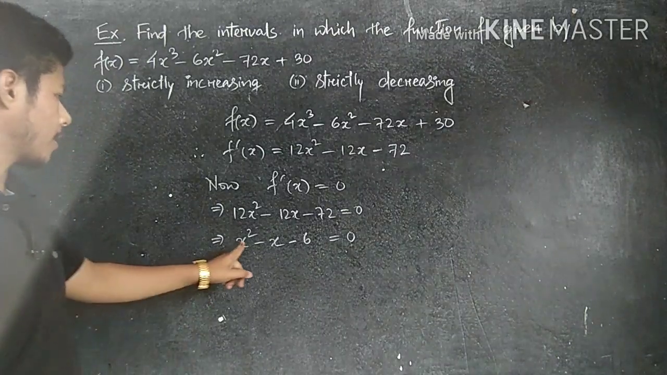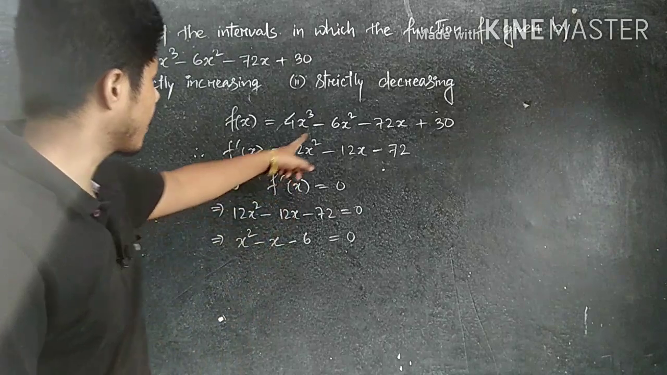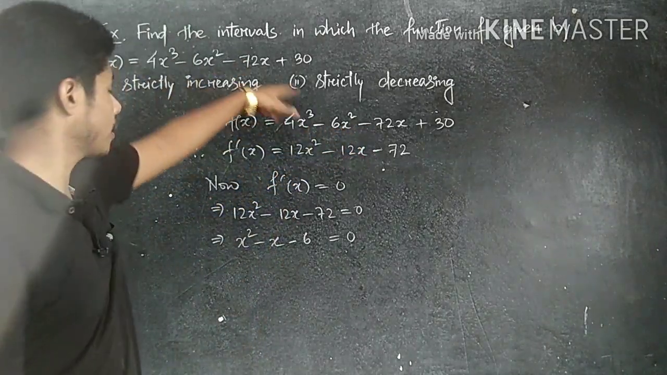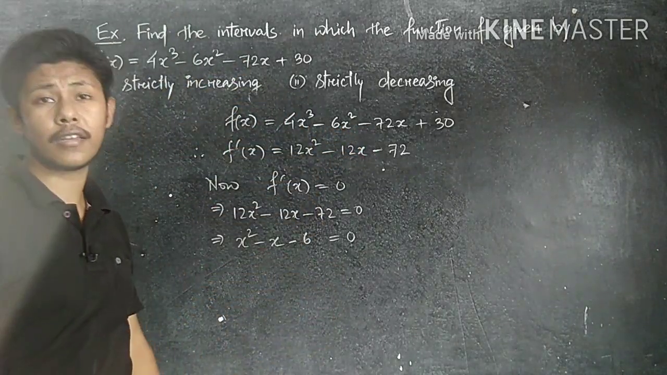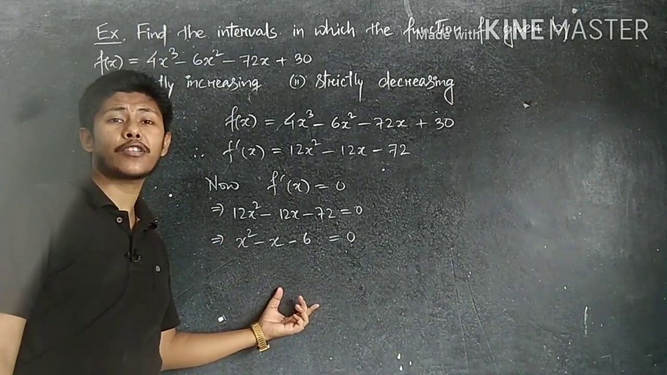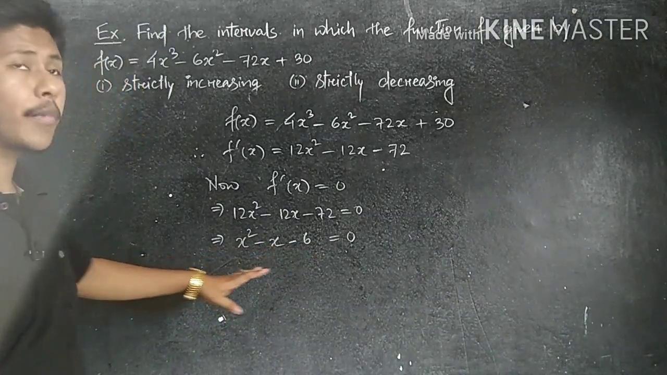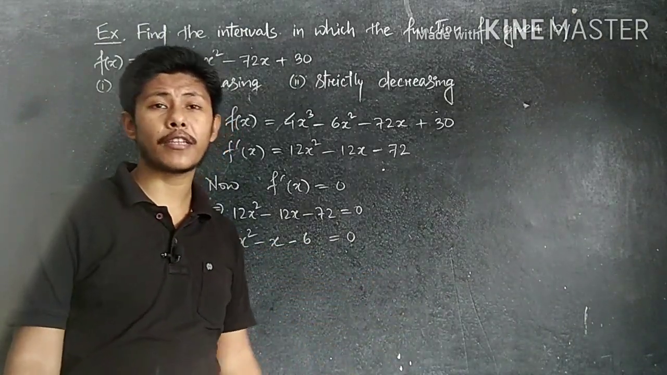So this one we get here, x square minus x minus 6. Both are negative here. Yes, both are negative. That means this one, the result here we get. So now here, if you find out the value of x from here, what you have to do? By middle term splitting method, easily we can find out the value of x from here.